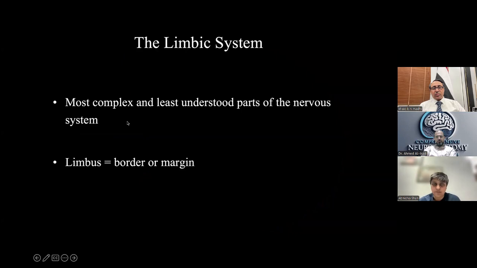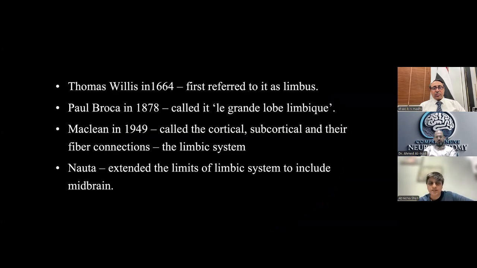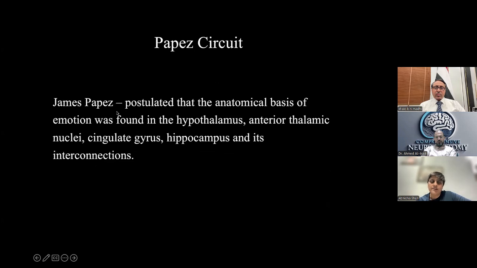So the limbic system, this whole core, developed at the edge on the medial aspect of the hemisphere, and that's why it is called limbic. Limbic means border or margin. And all this I will show you on the medial aspect. The whole system is the limbic system. So it was actually first referred to as the limbus, then Broca called it Le Grand Lobe Limbique, MacLean called the cortical, subcortical, and all the fiber connections the limbic system, and Nauta extended the limbic system to include the midbrain. So basically, Papez postulated that the anatomical basis of emotion was found in the hypothalamus, in the anterior thalamic nuclei, in the cingulate gyrus, hippocampus, and its interconnections.